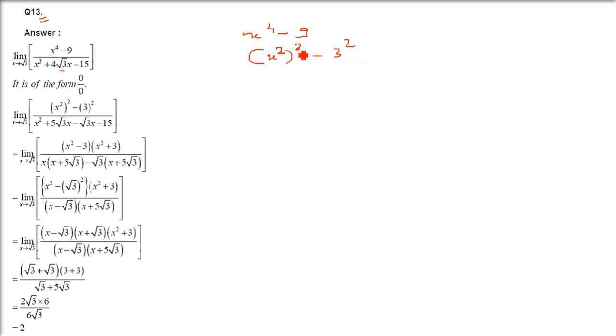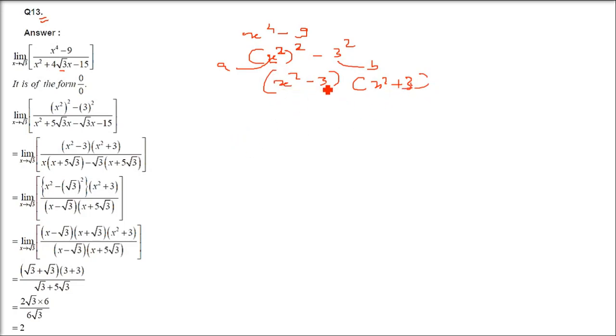So x square is a here, 3 is b here. Okay. So then you have the formula of a square minus b square. A square minus b square you can always write as a minus b, a plus b. And the denominator you can also factor. So this can be written as a minus b, that is x square minus 3, and x square plus 3. A is x square here. We have to take x square as a and b as 3. So x square minus 3 and x square plus 3, numerator and denominator.